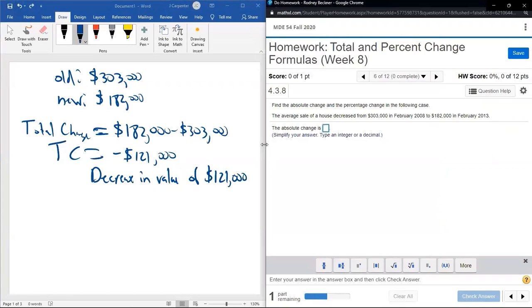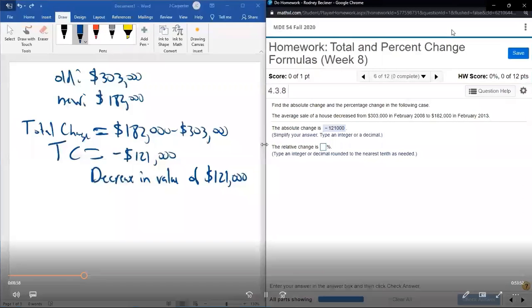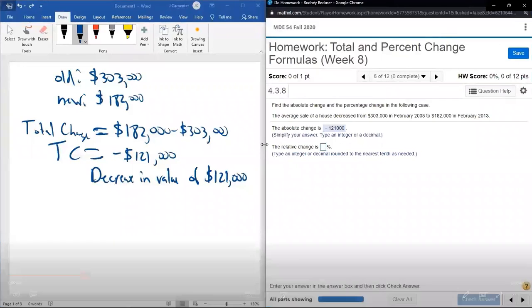So we got 121,000. Now I actually hope that it tells me negative 121,000. I thought I typed my negative. I hope it tells me that I'm wrong, because this really should be a dollar symbol. And I knew it wouldn't, but really I should have typed $121,000. That would be a better quantitative answer, right? Because then we have our units.